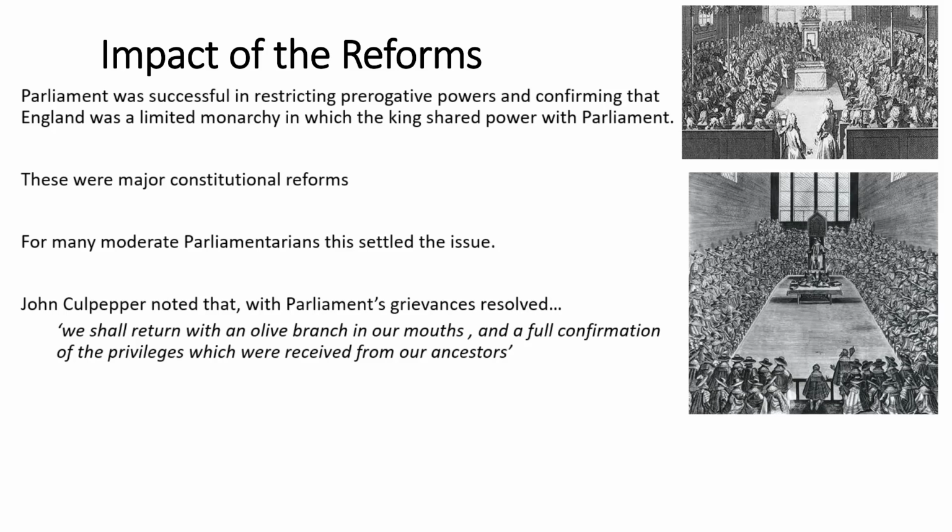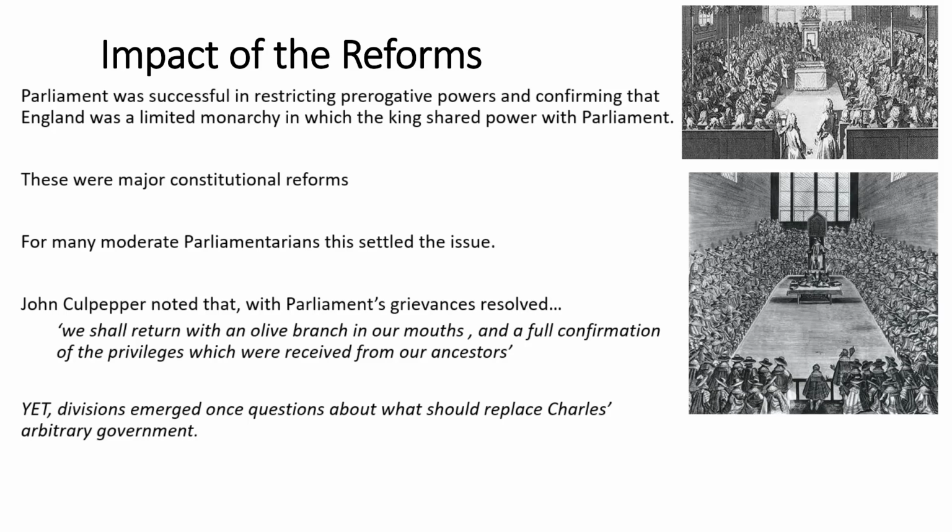So John Culpeper, what a great name, noted that with Parliament's grievances resolved, we shall return with an olive branch in our mouths, and a full confirmation of the privileges which were received from our ancestors. So what he's saying is that Parliament will carry on as it did in the past. We've got our privileges, our right to freedom of speech, our right to sit, and all of these various things are forcing the monarch to rule within the rule of law. These are major political successes. So he was quite happy. In hindsight, it looks a little bit ignorant, but that's an honest belief of someone at the time.